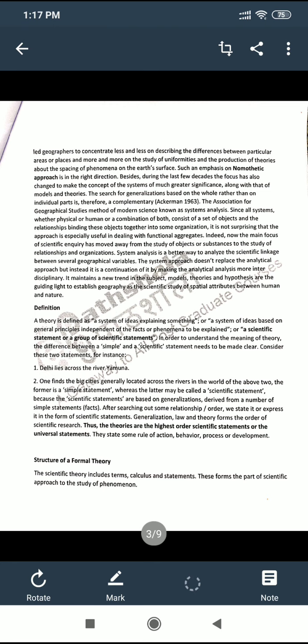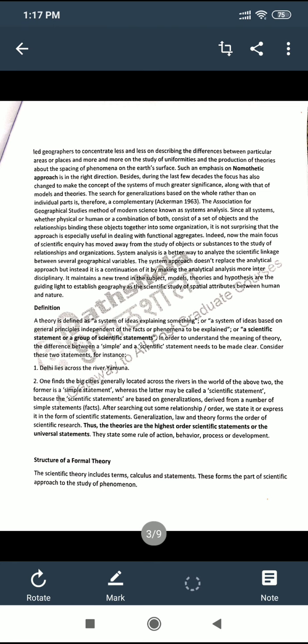Definition: a theory is defined as a system of ideas explaining something, or a system of ideas based on general principles independent of the facts or phenomena to be explained, or a scientific statement or a group of scientific statements. In order to understand the meaning of theory, the difference between a simple and a scientific statement needs to be made clear. Consider these two statements.